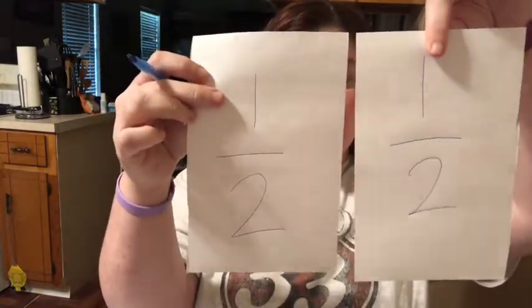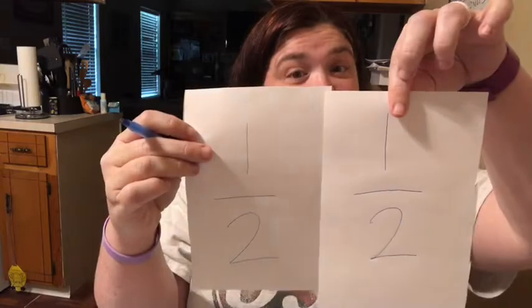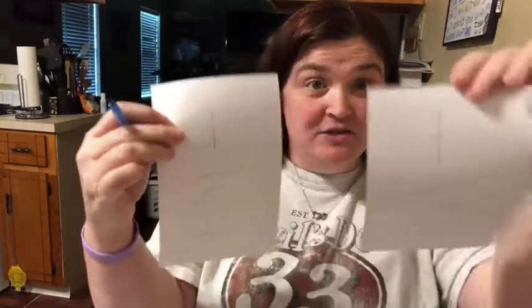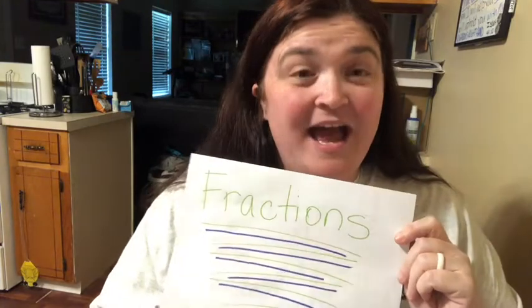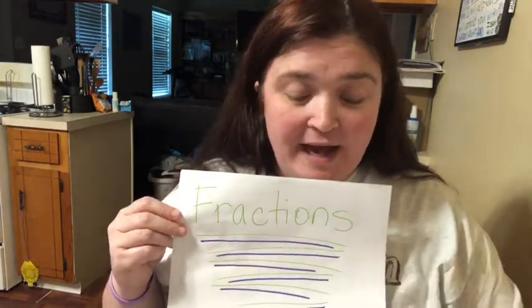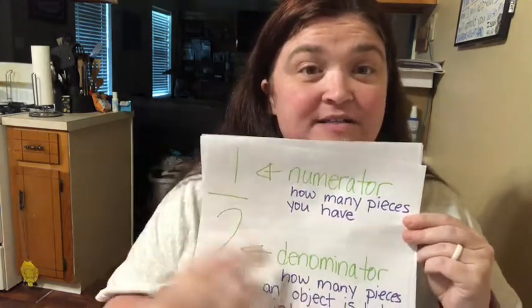Oh, I have 2 pieces. And this is 1 piece and this is 1 piece. So my denominator, 2, tells me there are 2 pieces to the whole thing. But each one, this is 1. Here's another one. If I put them together, I'd have 2 pieces of the whole thing, and that would be the whole piece of paper. So fractions can tell us how many pieces an object is broken into and how many we might be talking about. So we're thinking about our numerator and our denominator.